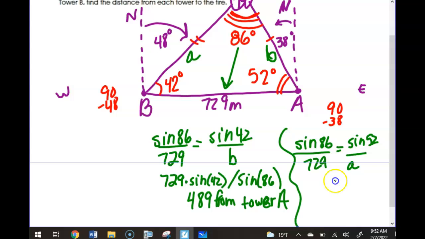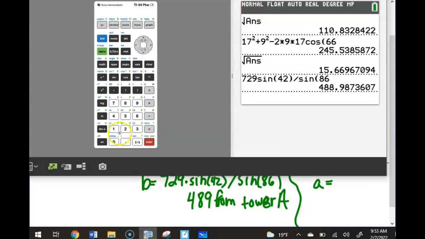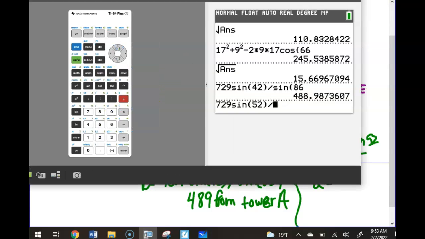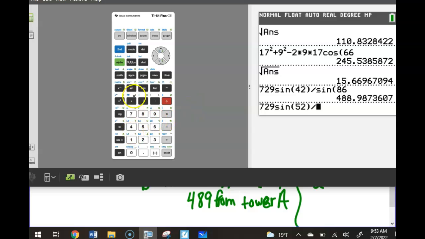All right, anybody do the second one already? How far is tower B away, or side A? Nobody already typed? I don't think I have my calculator. Guess I will type 729 sine of 52. Somebody got it already? Give me a shout. 575.9. Anybody else?